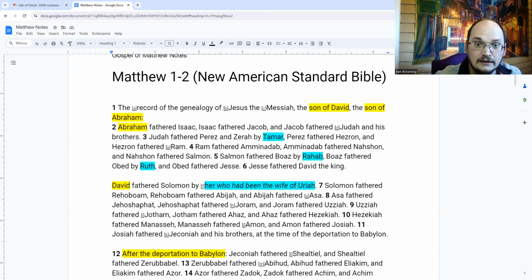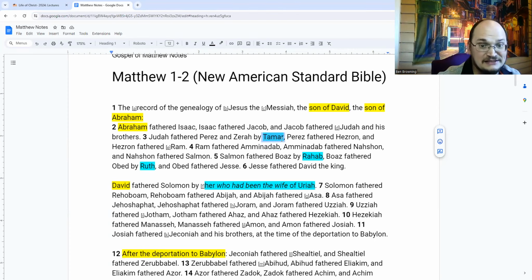Well, let's look at it. First of all, if we look at Tamar, don't get confused here. This is not the Tamar that was a descendant of David. That would be down here later on if we were talking about her. No, this is the Tamar that was a daughter-in-law to Judah. And Judah ends up marrying one of his sons to her.